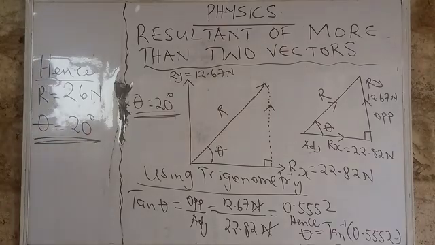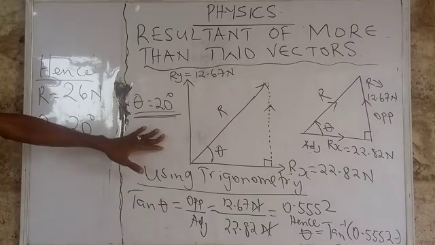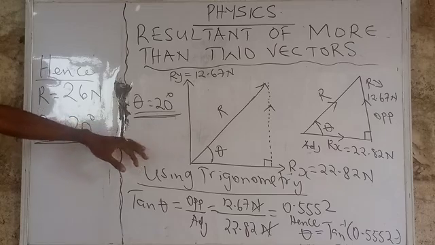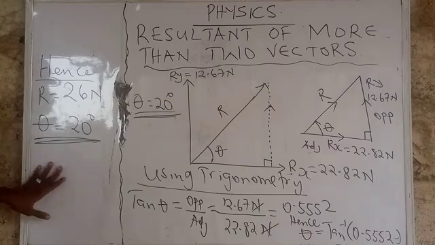So I believe with this, you can be able to resolve any factor that is more than 2. So what you have to do is to resolve them into 2, and then you apply the law that is appropriate.